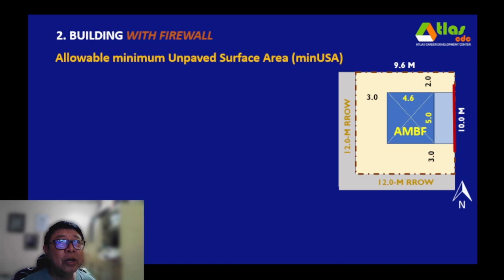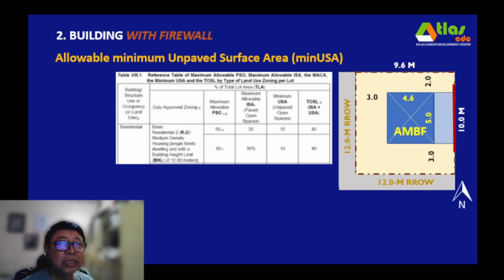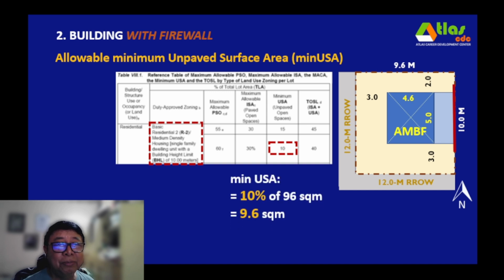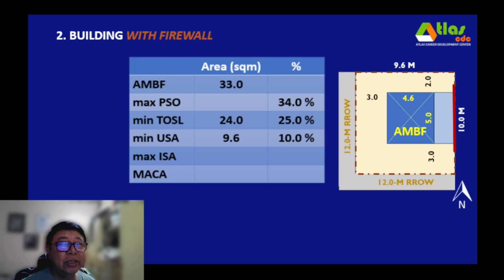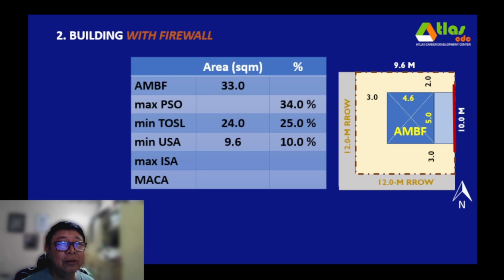So our next development control is the minimum unpaved surface area allowable. So again, our reference here is table 7.1. So we only have to copy what is provided here. With firewall, the value is 10% of the TLA. So 10% of 96 square meters will give you 9.6 square meters. And so, we now input the value of the minimum USA in our table.